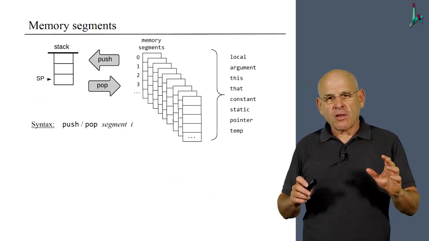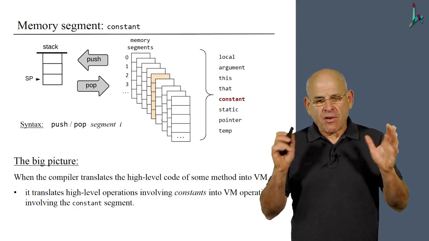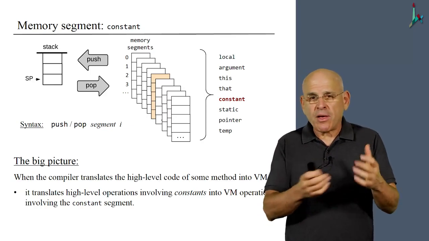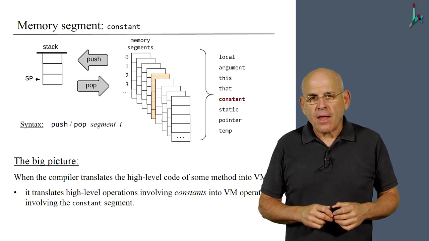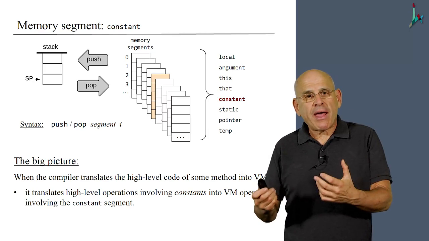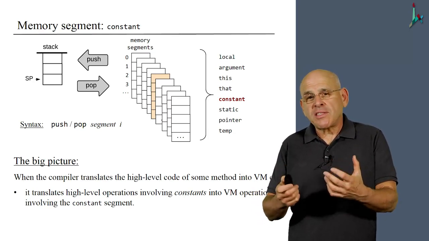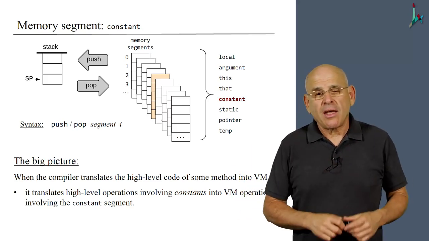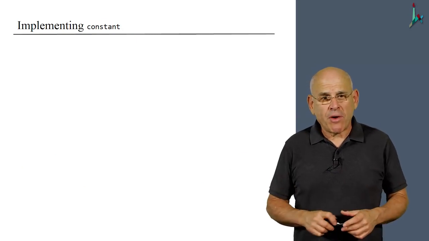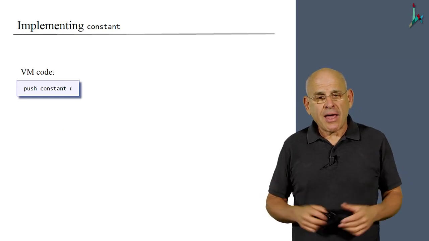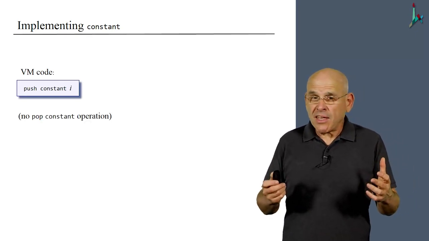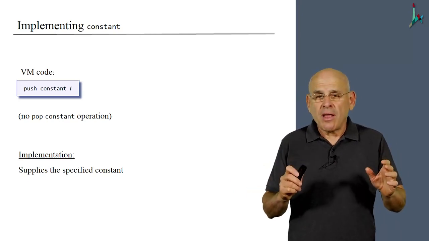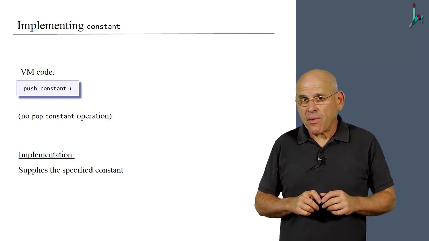The next segment that I want to discuss is called constant. The context of these constants is that when the compiler encounters constants in your high-level source program, it handles these constants by generating VM commands that use the constant memory segment. So it is going to be re-expressed using operations like push constant something on the stack. So how do we implement these operations? Well, here's the generic push constant i command. And there's no pop constant because it doesn't make any sense to store something in this constant. And the implementation of this constant is trivial because this is a truly virtual segment, right? It doesn't really exist.